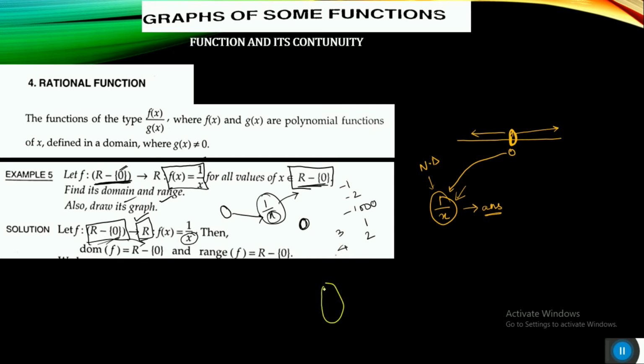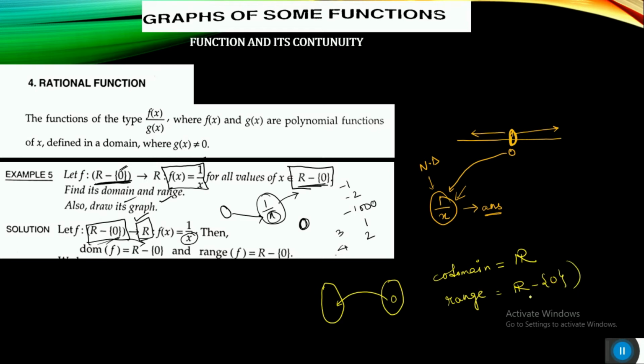If you have two sets like this, this 0 will be left out. If they are asking the codomain, then you will directly write R. But if they are asking you the range, then you will see that 0 will never have a pre-image here. No element from here will be attached to 0, so you have to remove that 0 from there.